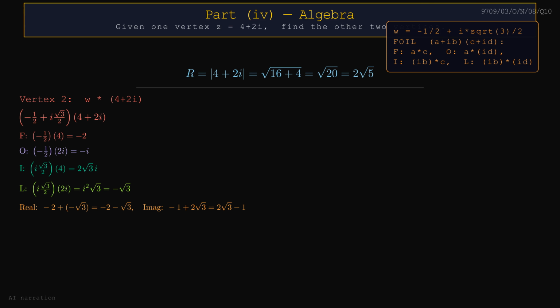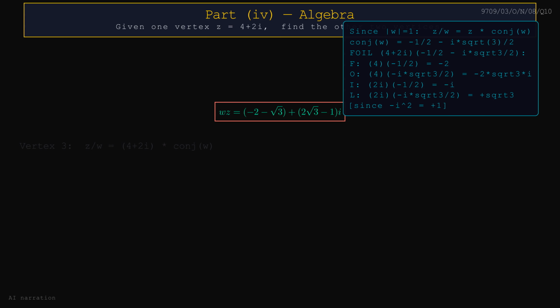Vertex 3: multiply by the conjugate of W. Note the L term gives plus root 3. FOIL with conjugate W: real part minus 2 plus root 3, imaginary part minus 2 root 3 minus 1. Z over W equals minus 2 plus root 3, minus (2 root 3 minus 1) times i.